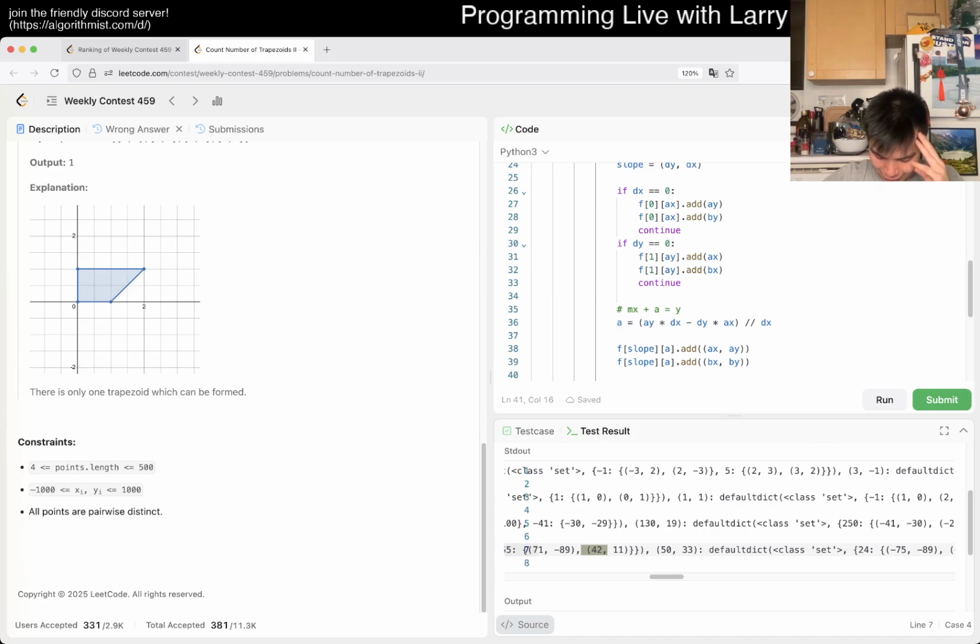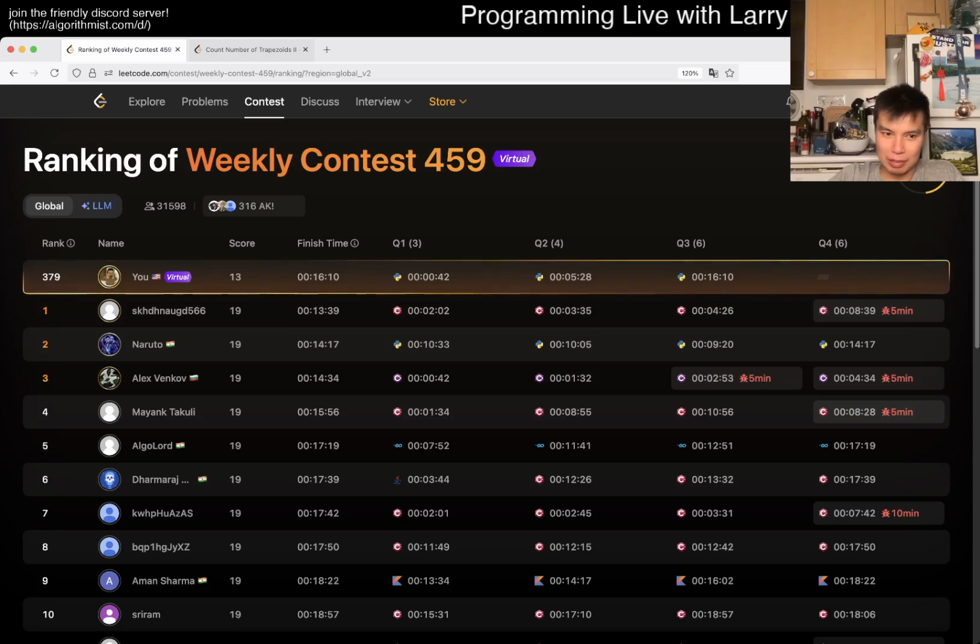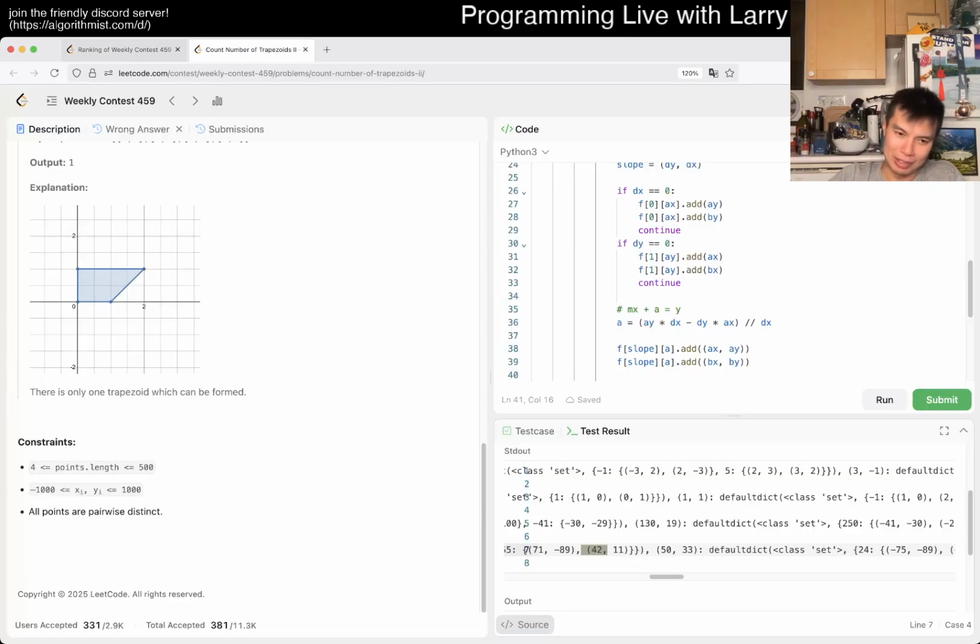Parallelogram. How do I calculate? Wow. I'm not gonna lie, I just didn't think through it fully enough. A lot of people got it though. I mean, a lot of people are cheating, but still. What are my parallelogram algorithms?